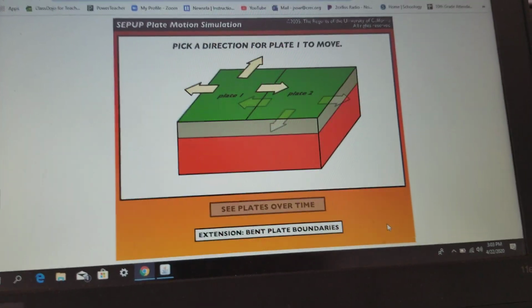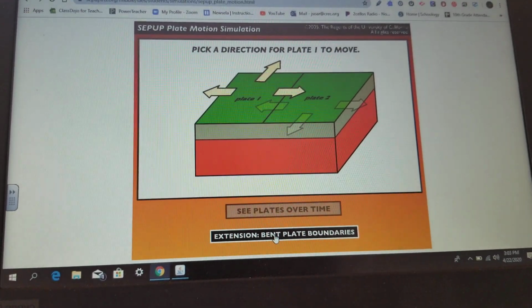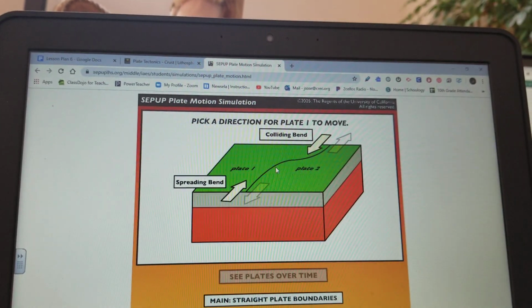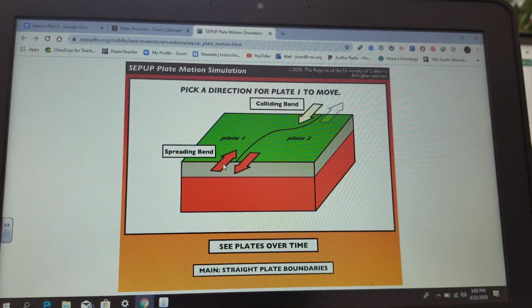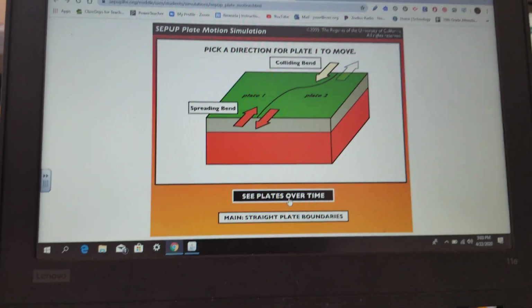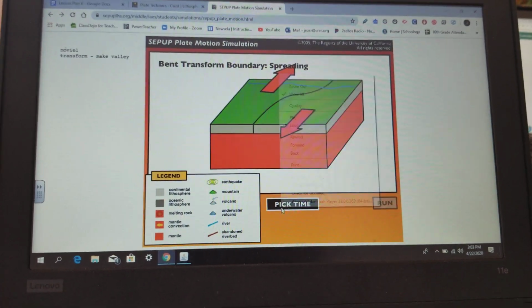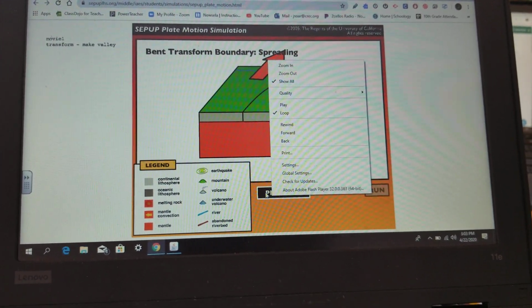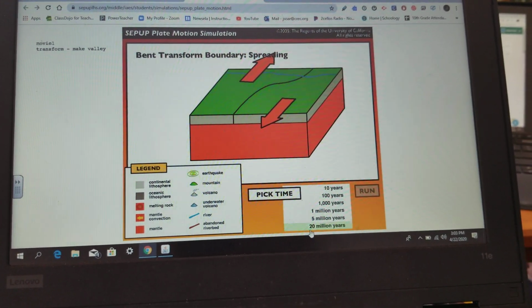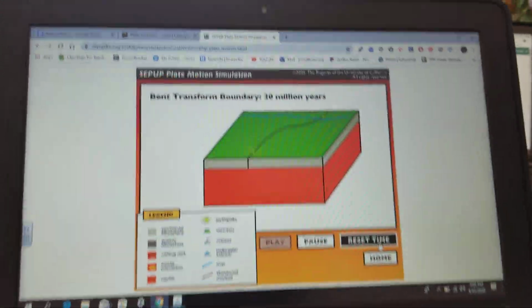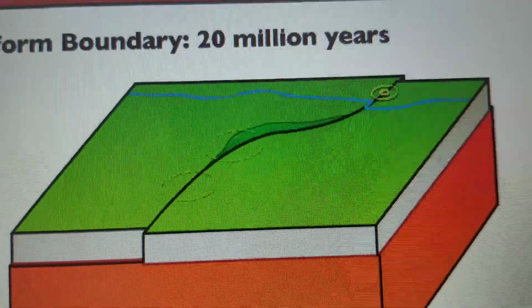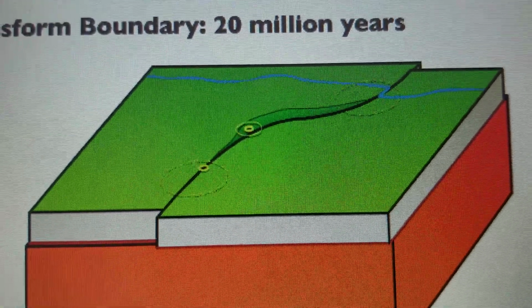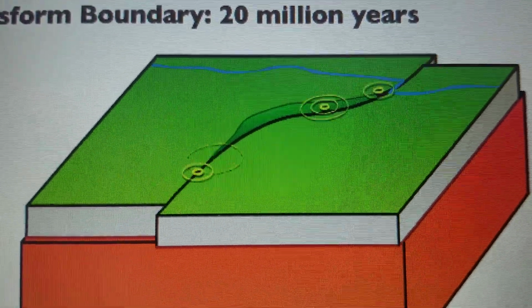Go over here. Extension. Plate boundaries. What I'm going to do is do it here, which is more of a spreading plate. We're going to see these plates over time. Pick time, 20 million. Hit run. There's that river again. There's them earthquakes. The river's spreading out as those plates diverge.